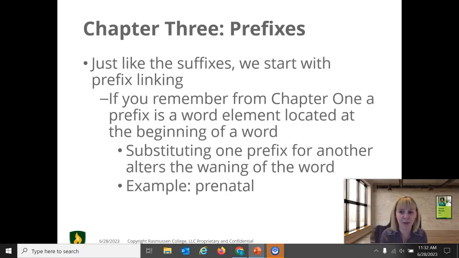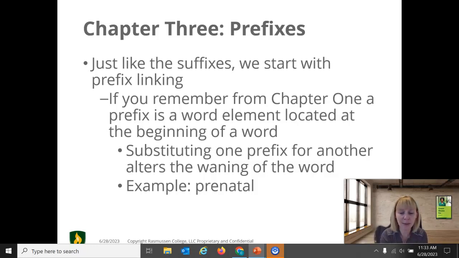And lastly, we have Chapter 3. Chapter 3 is going to be talking about suffixes. We already touched on this a little bit: a prefix is something that comes at the beginning of a word. Suffixes go at the end, prefixes go at the beginning, and in the middle you have a word root. When broken down, we see a prefix, word root, and a suffix all make up a medical term.